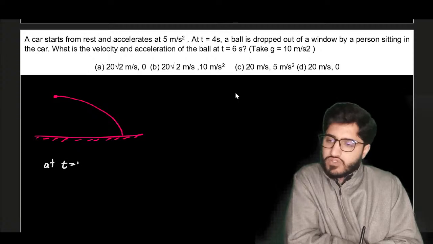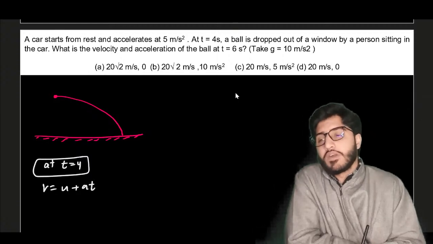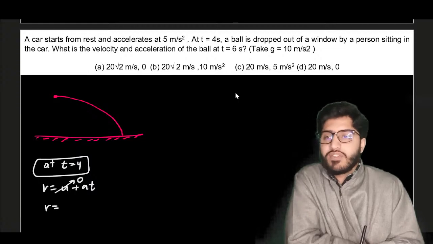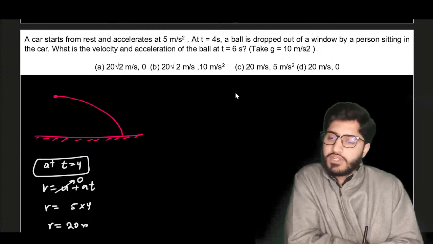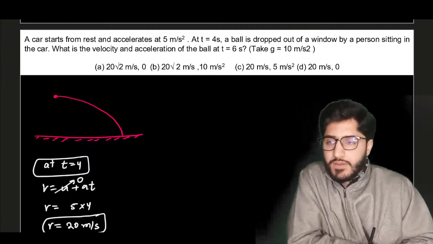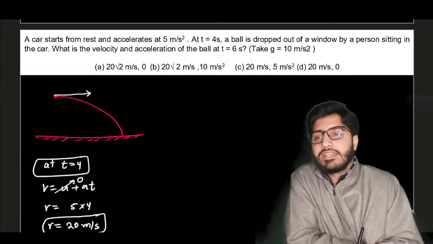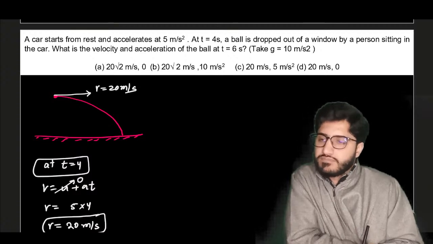How we can get that? At t equals 4, v equals u plus at. The car starts from rest, so I can put the initial velocity as 0. So v came out to be, what is acceleration? Acceleration is 5, time is 4. So v came out to be 20 meters per second. Is it 20 meters per second? Yes, 20 meters per second, right? So I can write the velocity by which the particle is being thrown, that is v, is 20 meters per second.